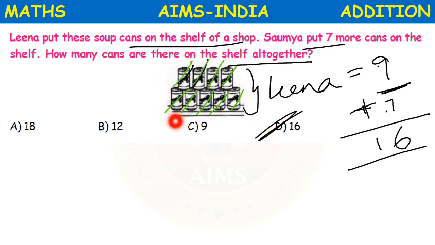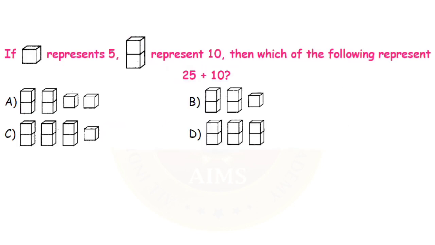We counted the number of cans put up by Lena and then added the cans put up by Soumya. The total is option D, 16. So 16 cans are there on the shelf.